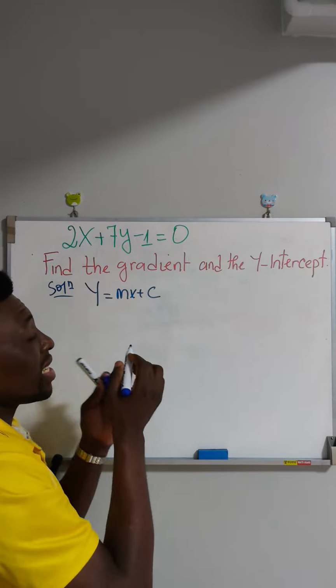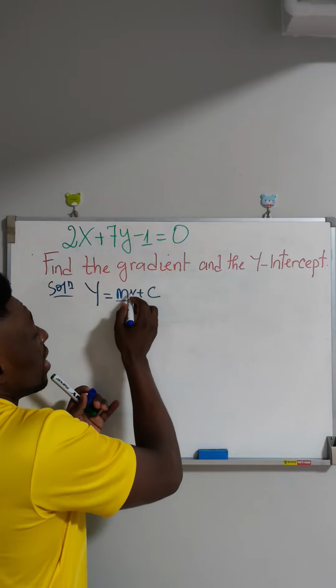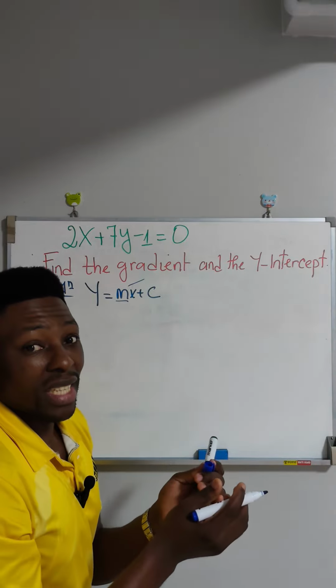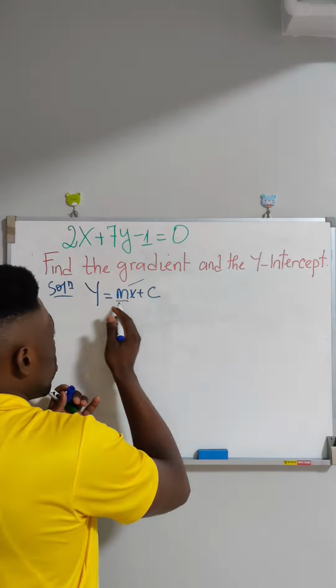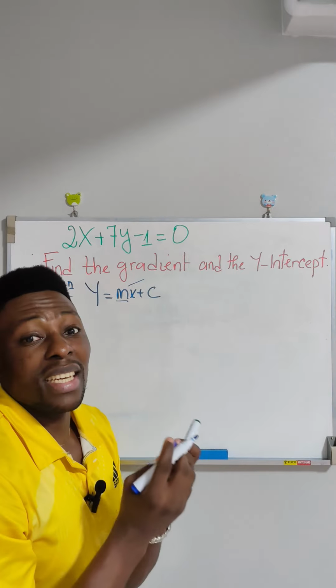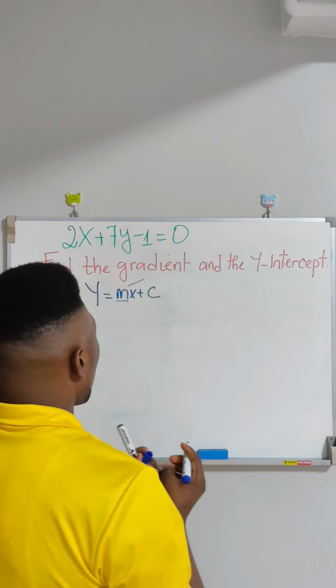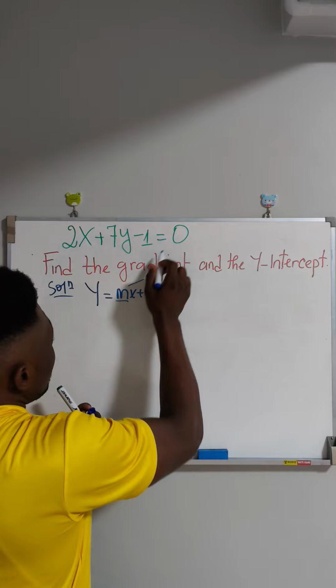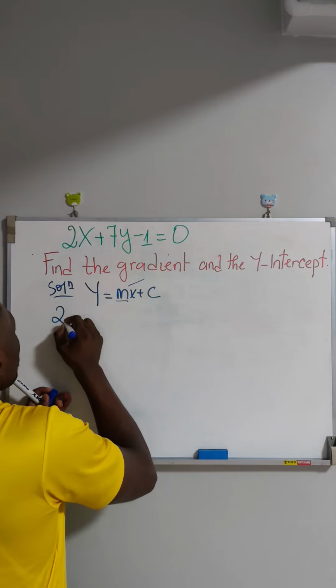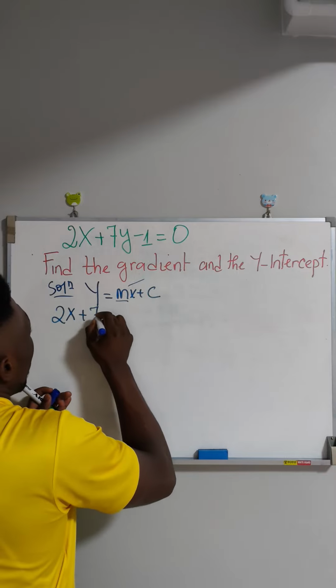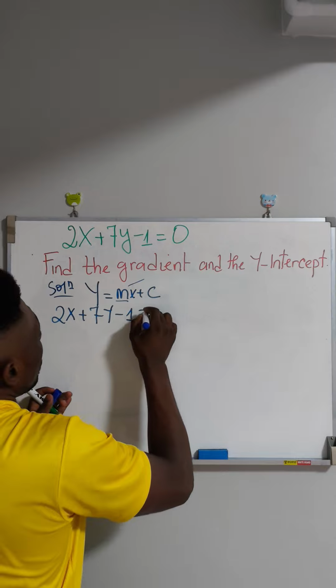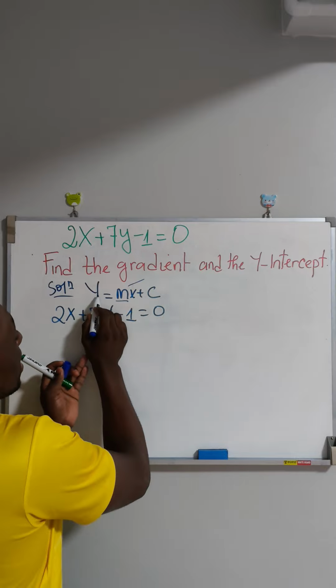In this form, it is easily seen that m is conventionally known as the gradient of the equation, and c is the y-intercept. So I will start by rewriting this in this form. So I have 2x plus 7y minus 1 equals 0. How do I achieve this format?